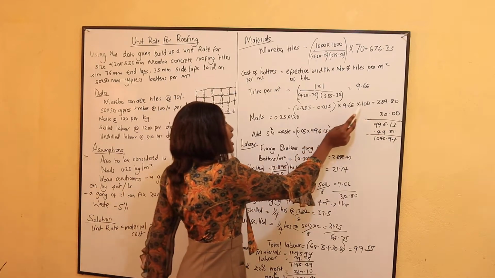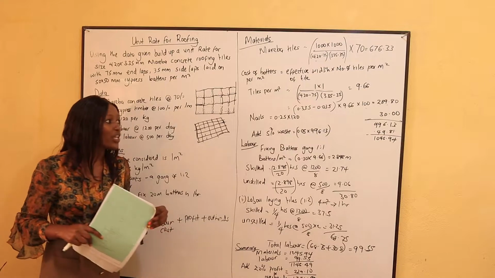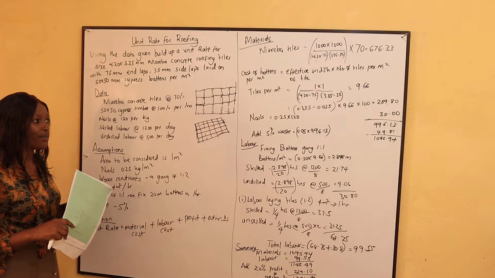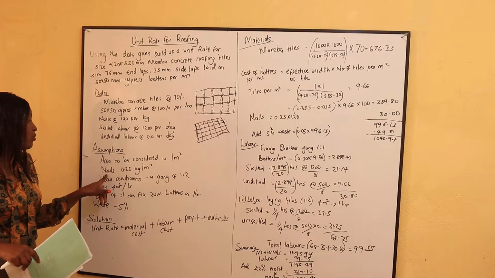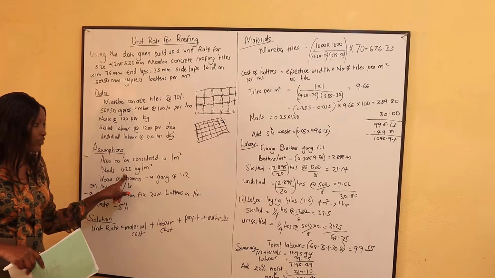Take the total length times 100, we get to 89.80. Then we shall ask ourselves, what about the nails? Then we have the linear meters for the buttons. What amount of nails shall we use? We say that nails shall be, for 1 meter squared, we shall use 0.25 kg.